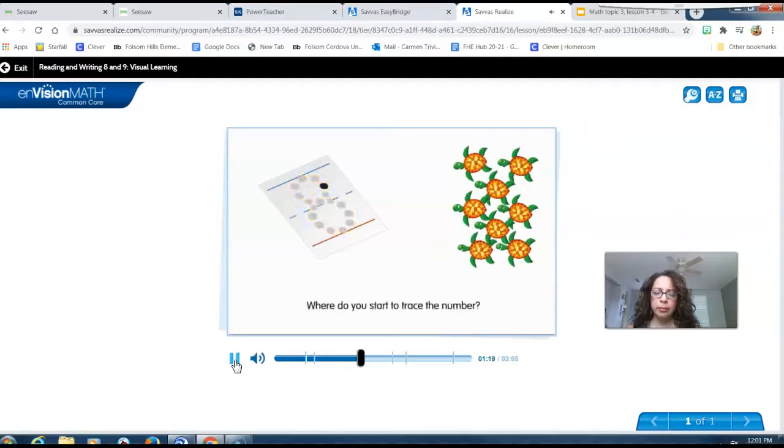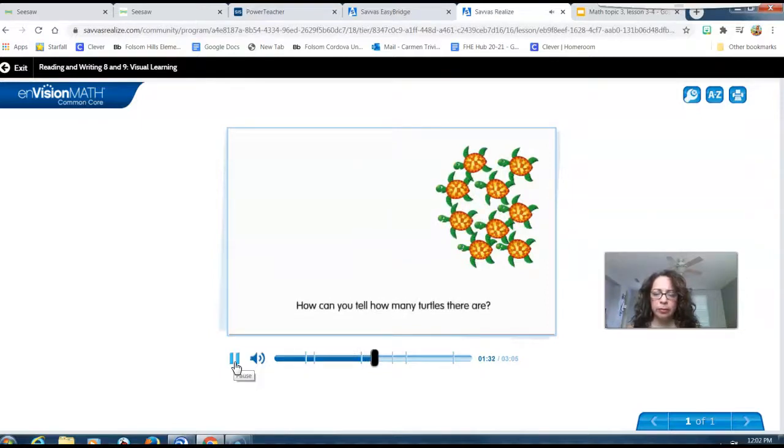Where do you start to trace the number? I think where you would start would probably be right on that dot, right? And then you'd go around. Remember, we make an S and then we close the gate. You start at the dot. Now let's look at the number 9.